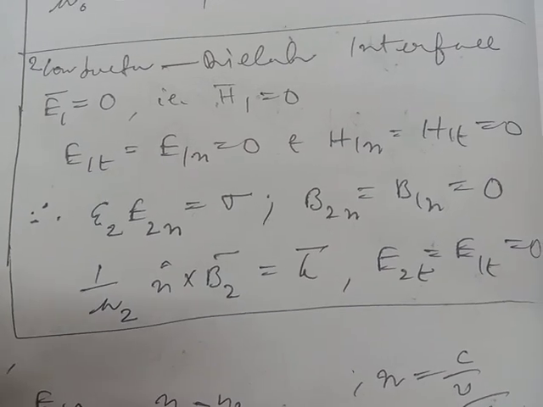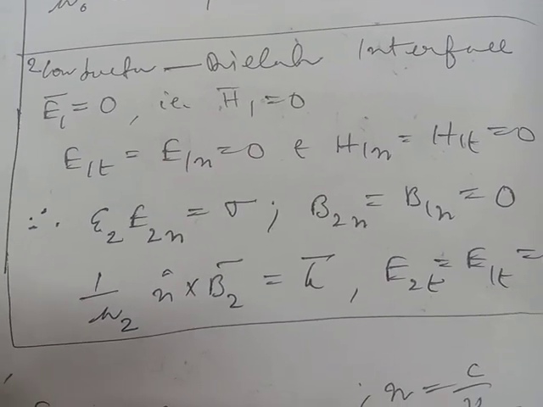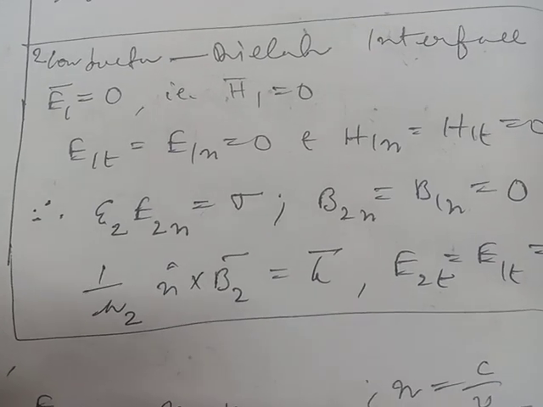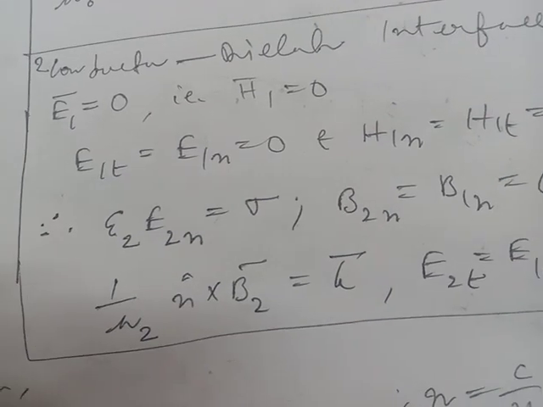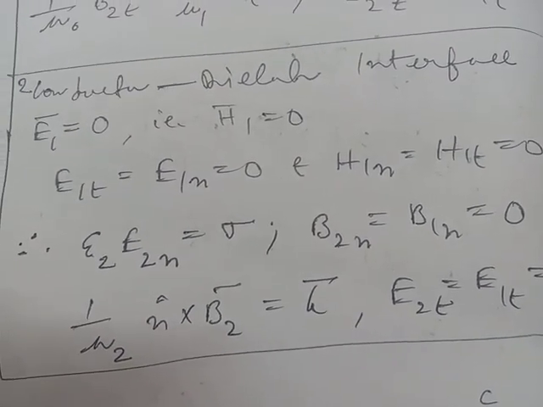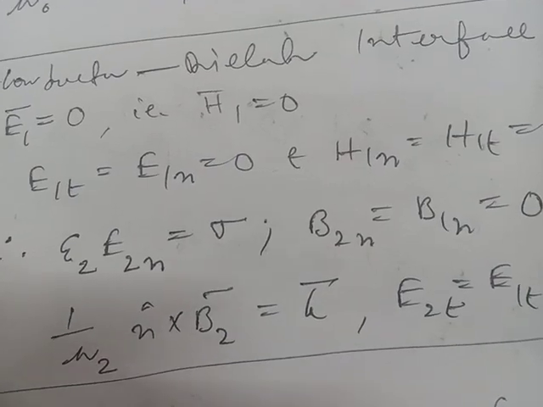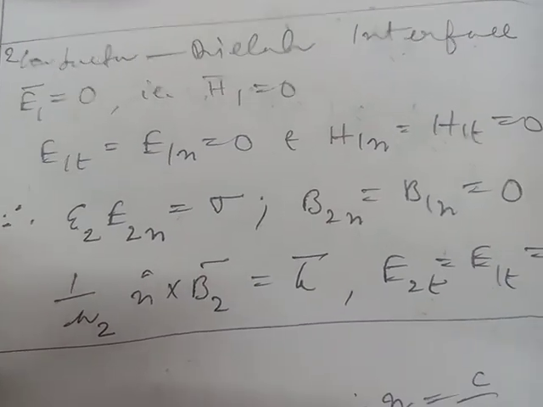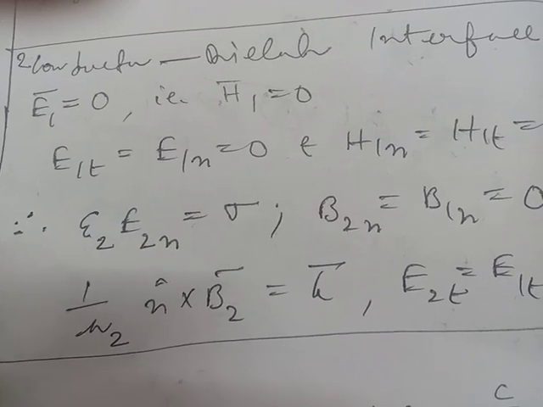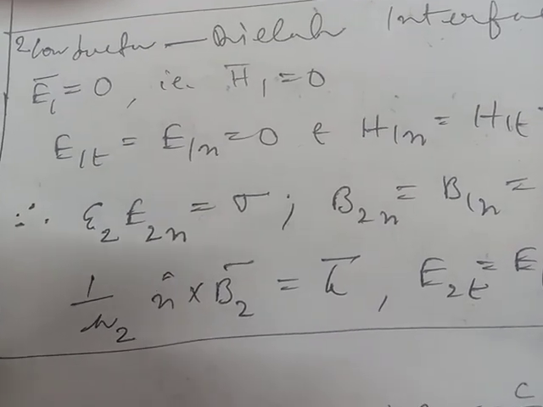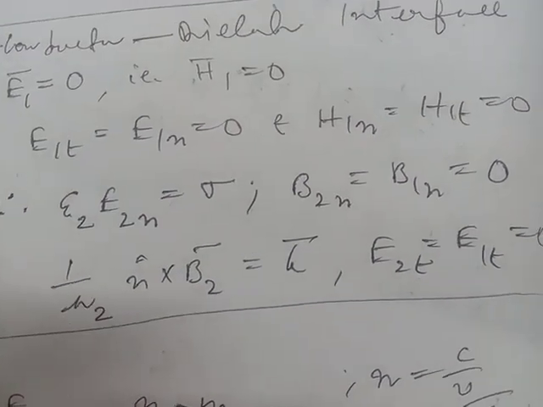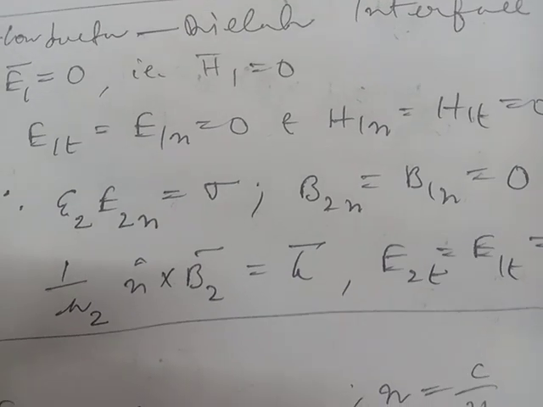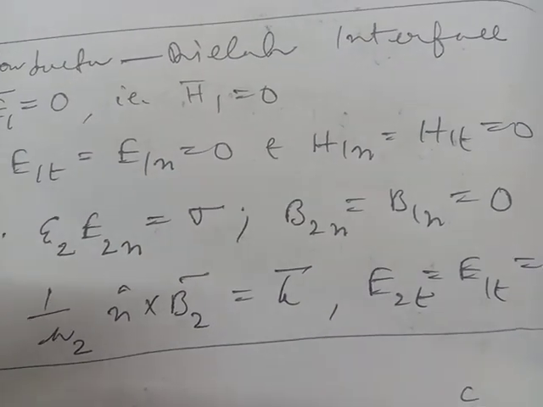And here comes the most critical case, that is the conductor-dielectric interface. Here the electric field E1 equals 0, that is H1 equals 0, because in a conductor we can see that there is no electric field. So the tangential component of the electric field is 0, and the electric field is basically 0, so the whole electric field component is 0. Magnetic field is also 0.